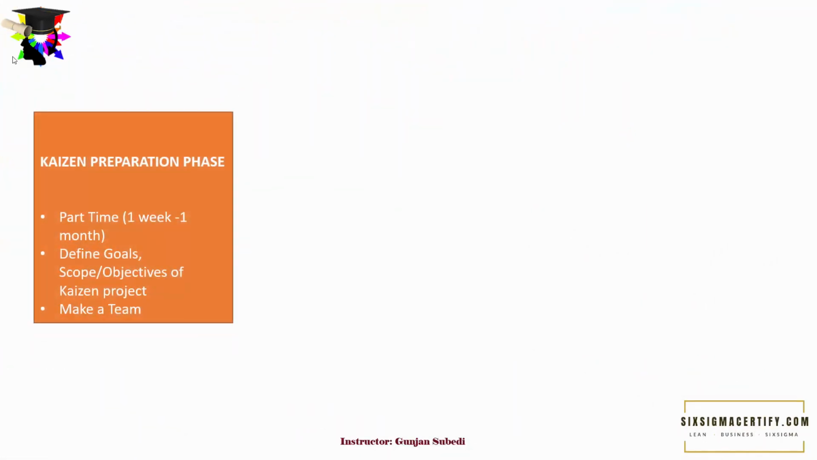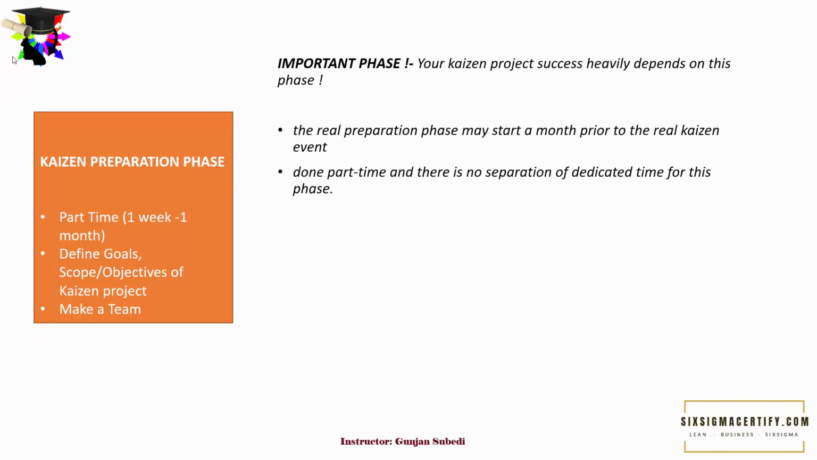Now let us talk about the preparation phase, which is the first phase of the Kaizen event. The preparation phase is as important as the Kaizen event main process because previously we learned that one of the main reasons for failure of the Kaizen project is the lack of proper preparation, and this is the phase where we define the scope and objectives of a Kaizen project. So if we fail at this stage, we fail the entire project.